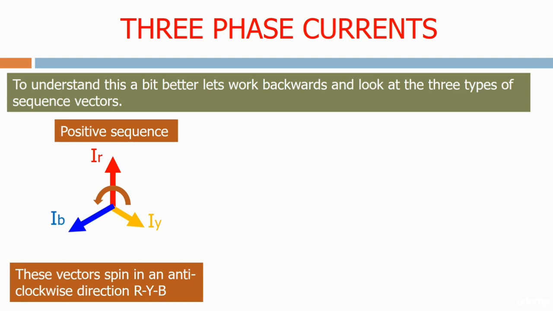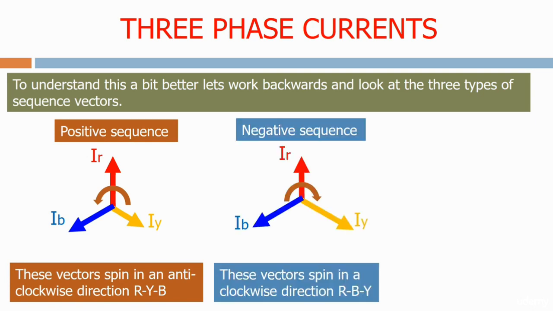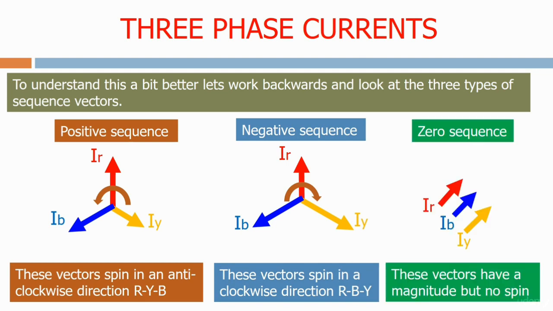The first is positive sequence. These vectors spin in an anti-clockwise direction: red, yellow, blue. Next we have negative sequence. These vectors spin in a clockwise direction: red, blue, yellow. And finally, we have zero sequence vectors. These vectors have a magnitude, but no spin.